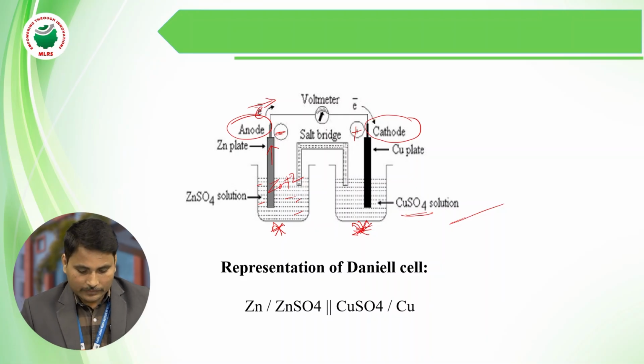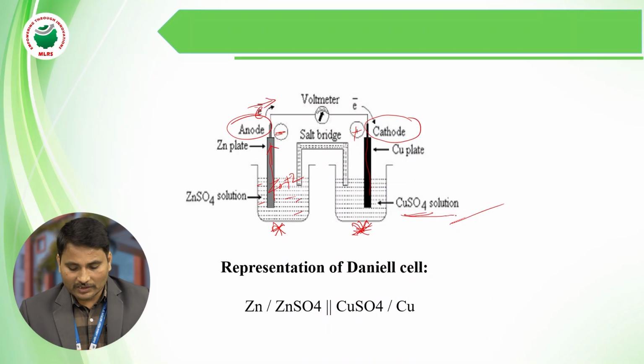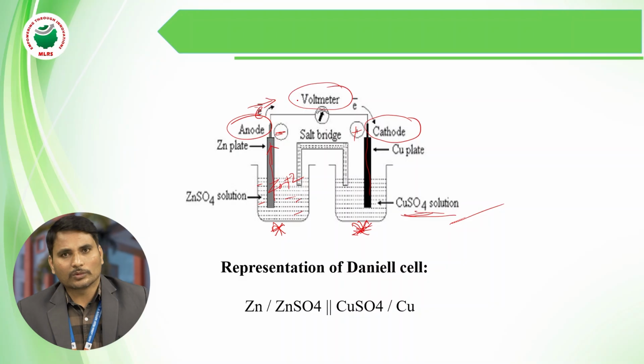In the anode half cell, we take a zinc plate immersed in a zinc sulfate solution. And we take a copper plate or copper electrode dipped in the copper sulfate solution. The zinc plate and copper plate are externally connected to a voltmeter to know the EMF value.